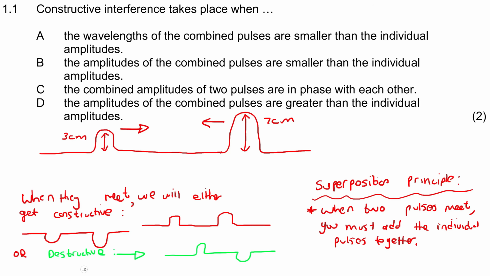Okay, so the superposition principle tells us that when the two pulses meet each other, you must just add the pulses together. Now you get two types of interference. One of them is going to be constructive, where they're both on the same side. Can you see here they're both going down, over there and over there? And then on this one, they're both going up over there and over there. That is called constructive interference. When one of them is above and one of them is below, then we get something called destructive interference. Okay, so let's carry on now.